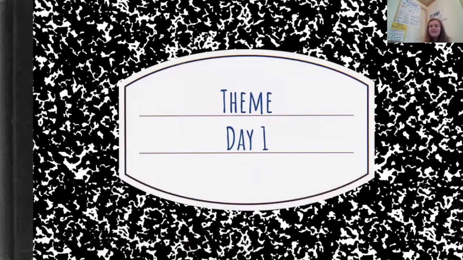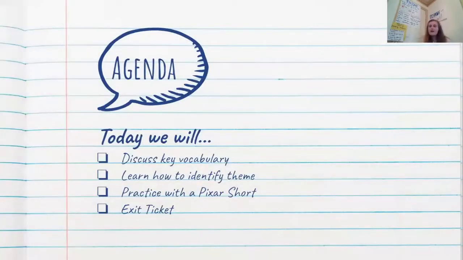All right, so theme, that's what we are working on today. We'll be working through theme all week. So when I am in my normal classroom, this is not my normal classroom, but when I'm in my normal classroom with my fifth graders, I like to give them an agenda. So this is what we're going to be doing today, so you know what to anticipate. So the first thing, we already did this, we discussed our key vocabulary. The next thing we're going to do is learn how to identify theme. So we're going to go through some step-by-step things that you can do to identify your theme. Then we're going to practice with a short video. And then the last thing is you're going to do a short exit ticket.